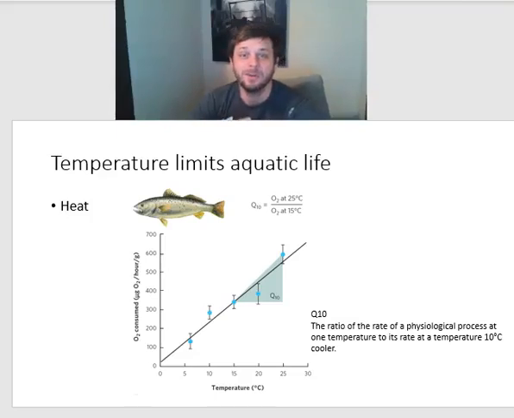Okay, so now we're going to talk about temperature limits in aquatic life. And we're going to first talk about heat. What is heat? Like, if you're thinking in the sense of physics, what is heat? Heat is energy. It is kinetic energy. It is energy that makes stuff bounce and go crazy, right? And so as you increase the heat in an area, you're going to get more movement in those molecules.